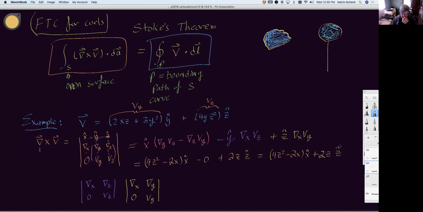Okay. Let me double check now. Let's see, I did this before. So yeah, it looks right to me. At least it matches what I did before. Okay, good. So now we have del cross v, and now we just need to dot it with dA for a surface.